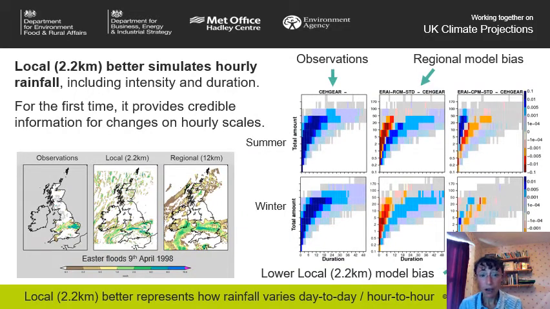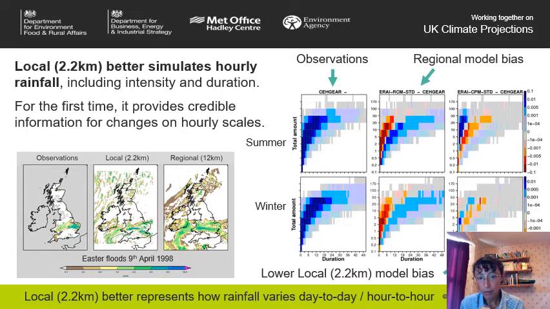Now these models give a much better representation of how our rain varies on a day-by-day and hour-by-hour basis, in particular how intense it is, but also how long it lasts, and that's really important if we want to know how changes in flooding, for example, may materialise over the coming decades. For example, here you can see an example of an event in flooding, the Easter floods back in 1998, which is just chosen here to be illustrative of the much better realisation of rainfall in these models. You can see the detail on the frontal system there, and also the showers to the north and west, the much more detailed resolution you can see there.